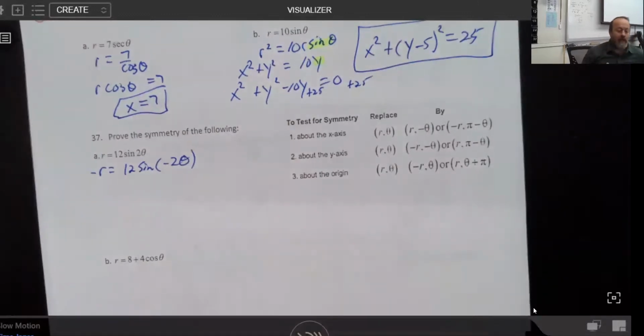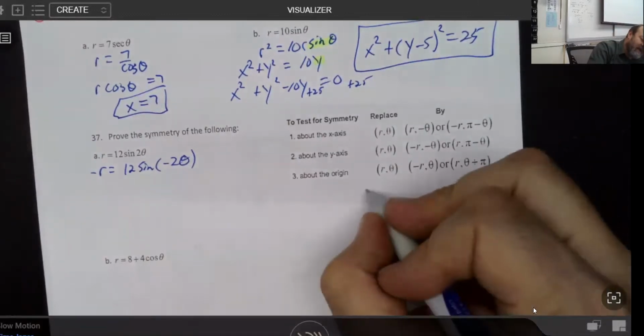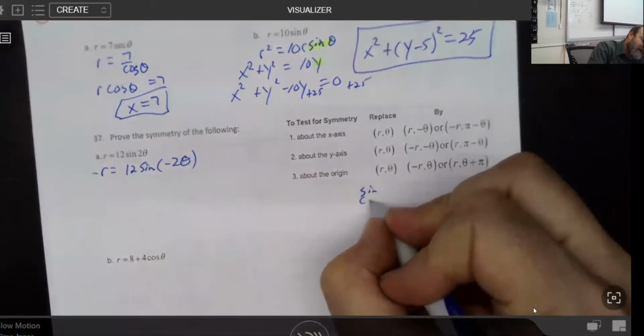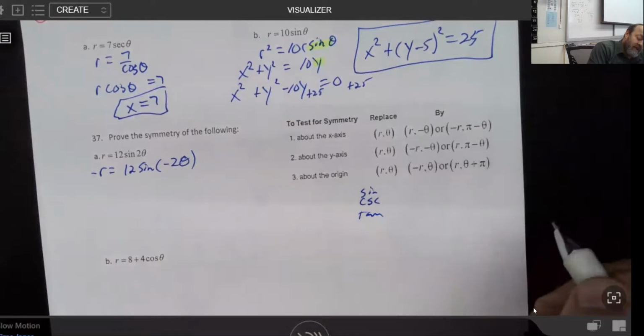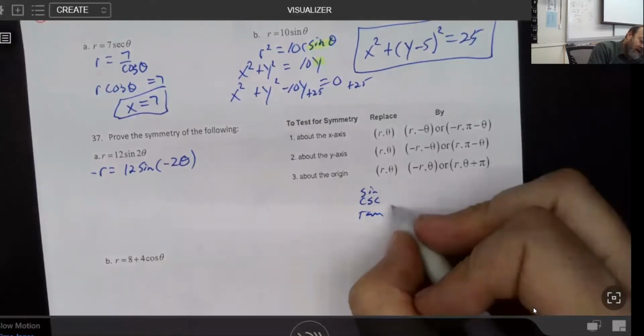Now the awesome thing is that we know that the sine, the cosecant, and the tangent, and let me try and think if there's anything else in there, these are the odd functions.